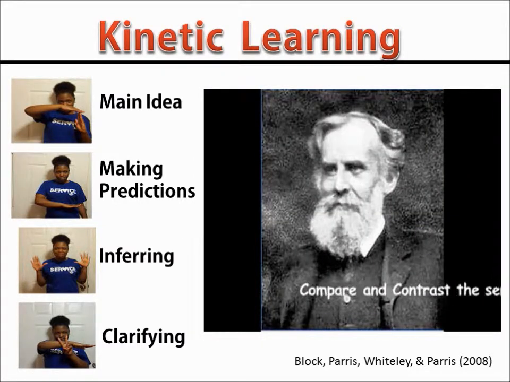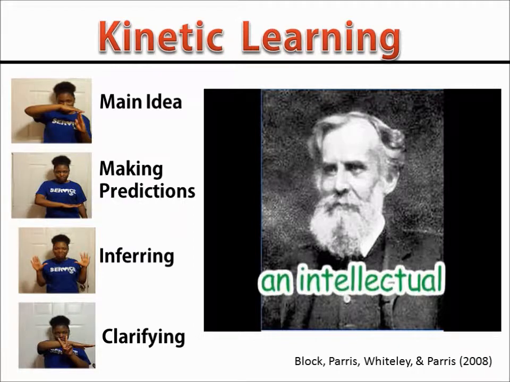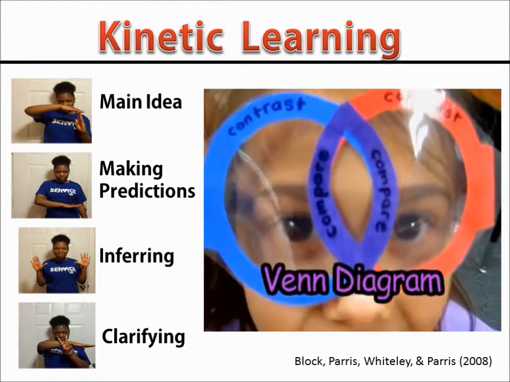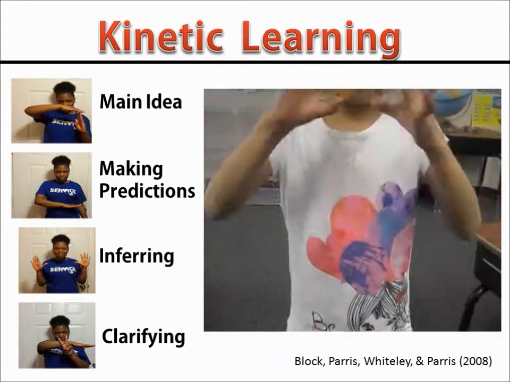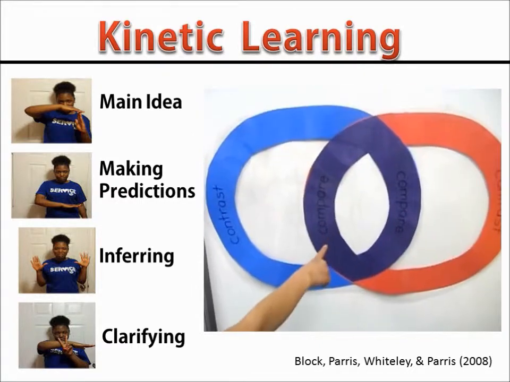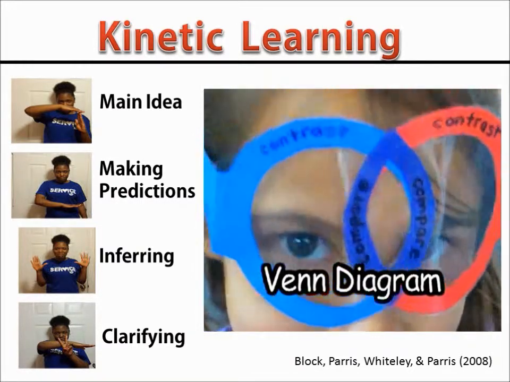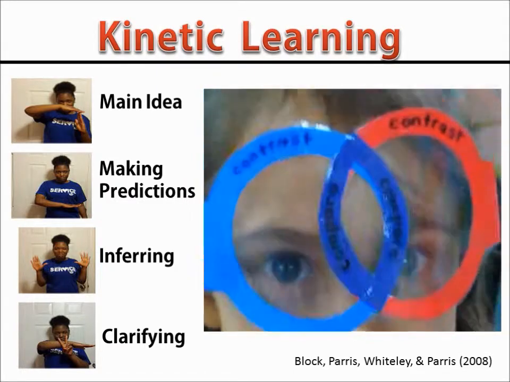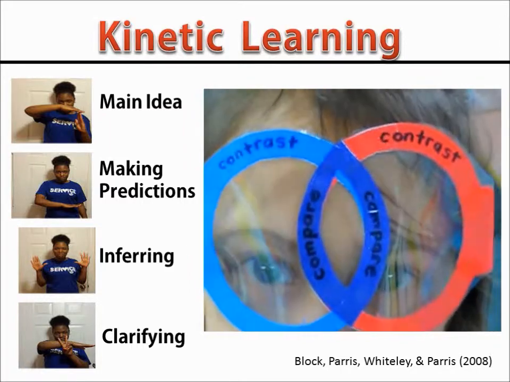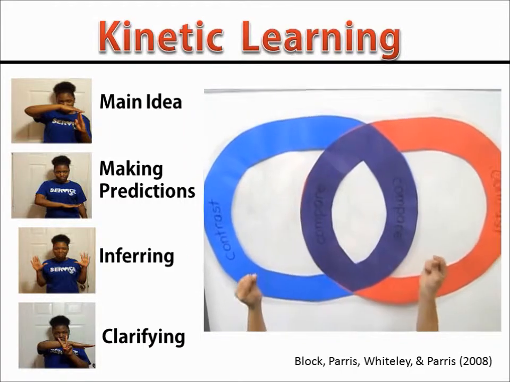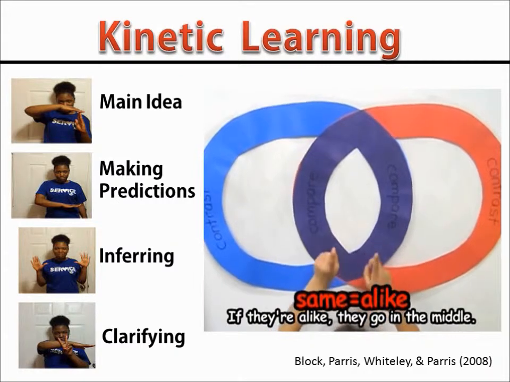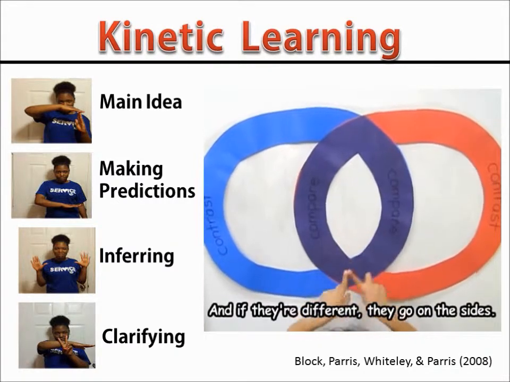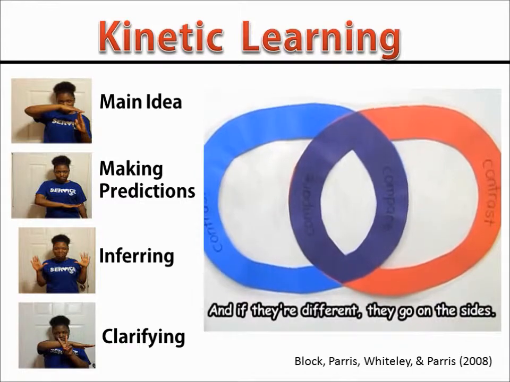A long time ago, there was a man. His name was John Venn. He was an intellectual. He thought of a good way to help people compare and contrast. He thought of this idea. These Venn diagram glasses help me to see what is the same and what is different. Compare and contrast. If they're alike, they go in the middle, and if they're different, they go on the sides.